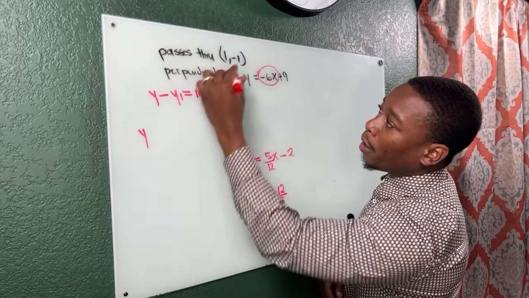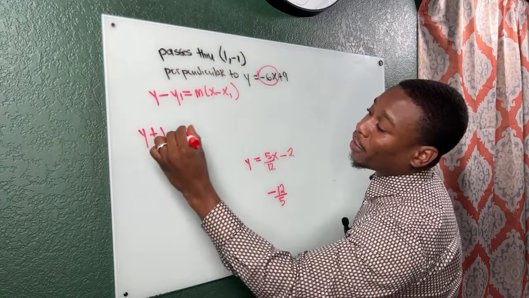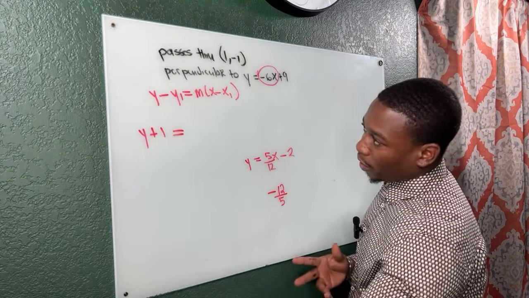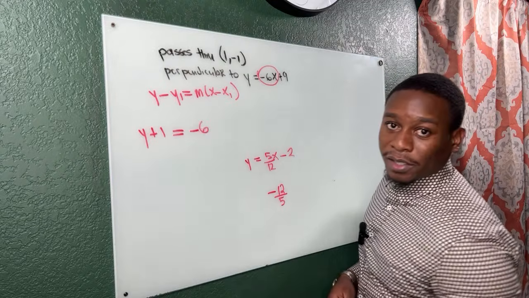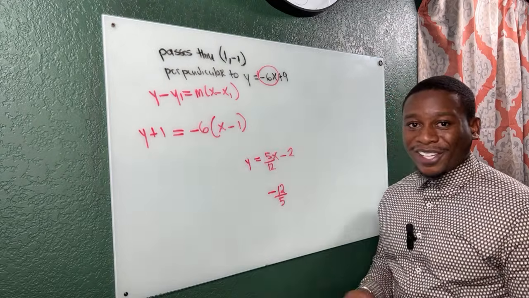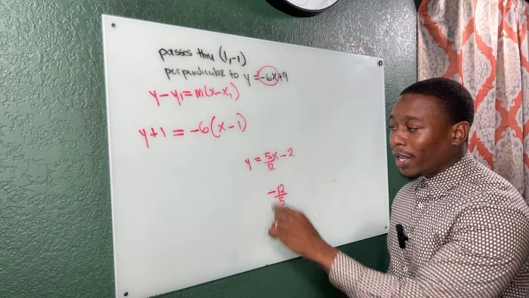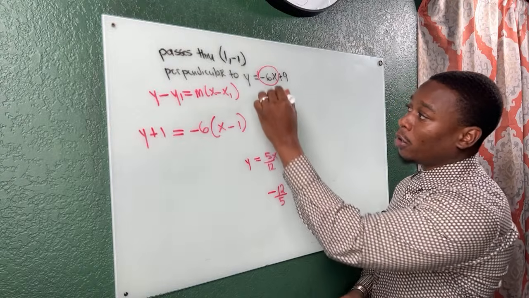So y minus negative 1 turns to y plus 1. Don't make that mistake because they always do a negative. They're going to try to get you. Times what? A lot of y'all are going to come in and put negative 6 and then x minus 1. But this is wrong because of the negative reciprocal slope. You didn't take care of it, right?